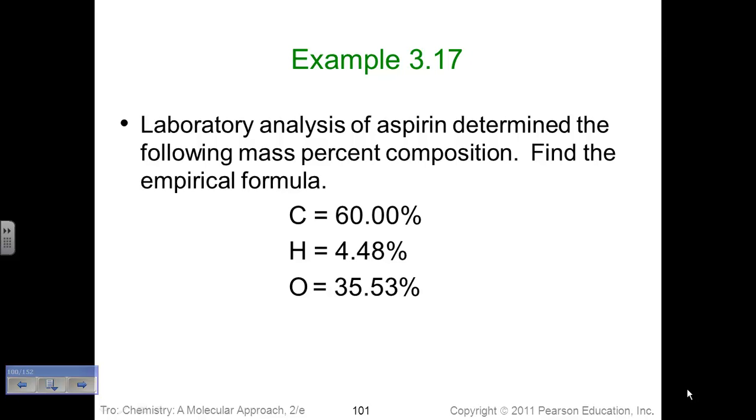Laboratory analysis of aspirin determined the following mass percentage. C, the element carbon, contributes 60% of the mass of an aspirin molecule. Hydrogen contributes 4.48, and oxygen's contribution is 35.53% by mass. Notice the total, close to 100%.